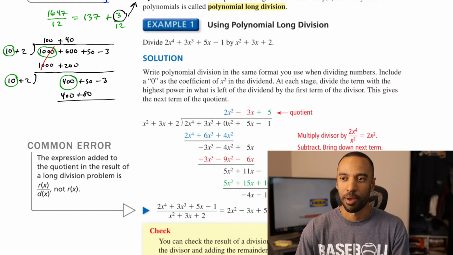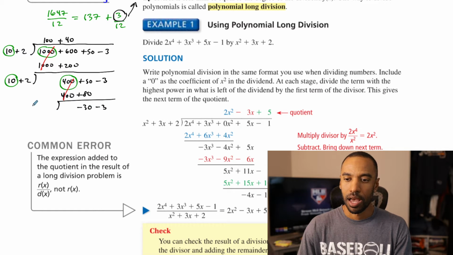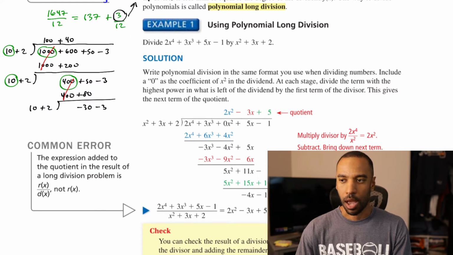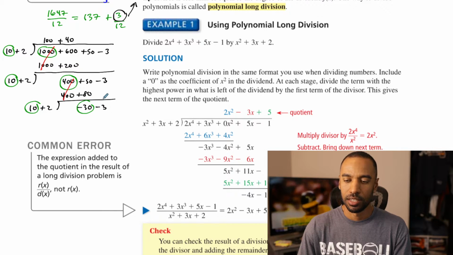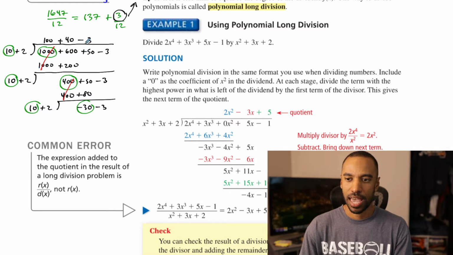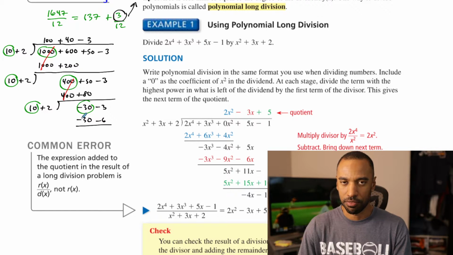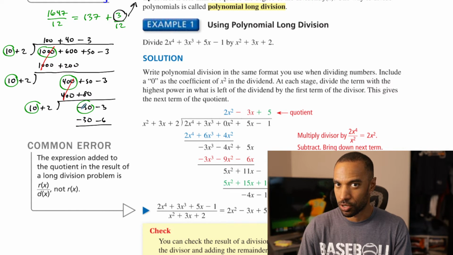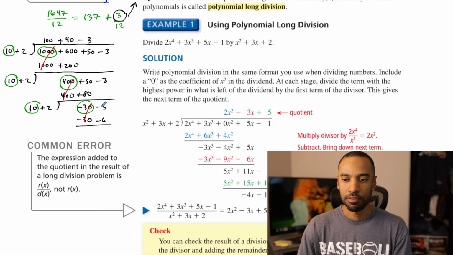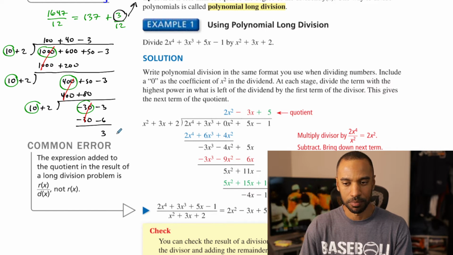Subtracting the result. 400 minus 400 is 0. 50 minus 80 is negative 30. Bring this negative 3 down, and let's go again. I want to check how many times 10 can go into negative 30. 10 can go into negative 30 negative 3 times. 10 times negative 3 is negative 30. 2 times negative 3 is negative 6. And we're going to subtract this result. Negative 30 minus negative 30 is the same as negative 30 plus 30, which is 0. Negative 3 minus negative 6 is the same as negative 3 plus 6, which is positive 3.